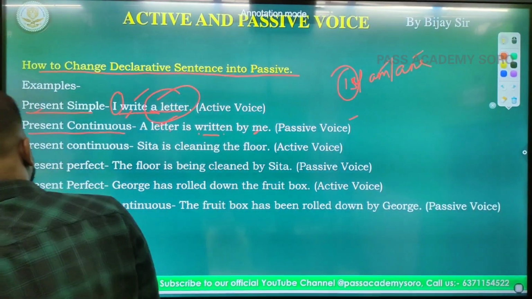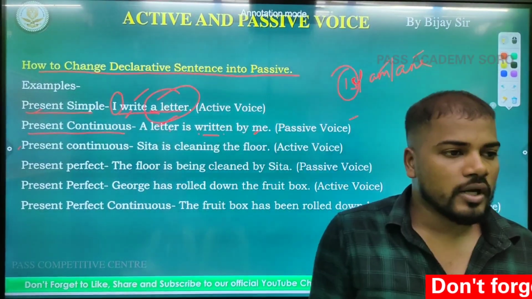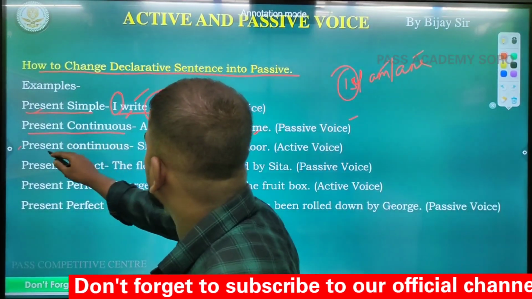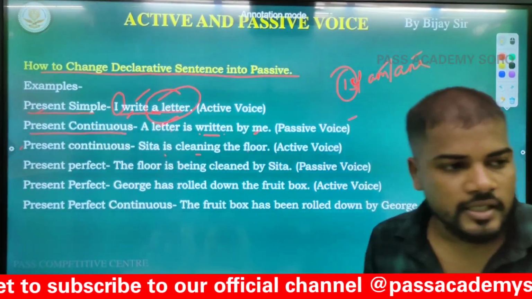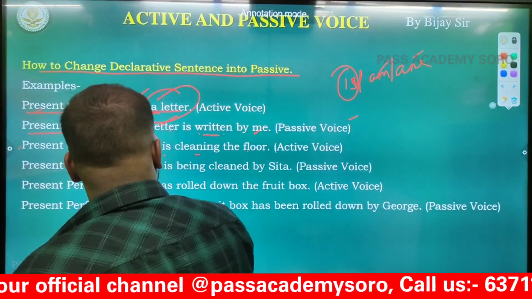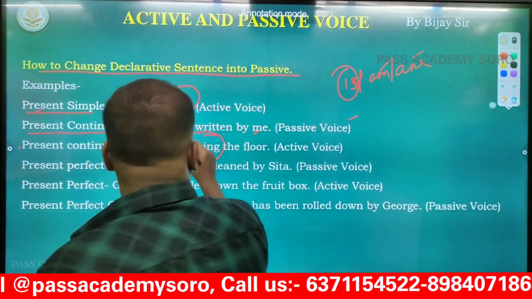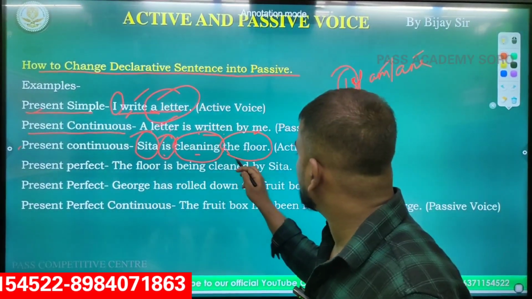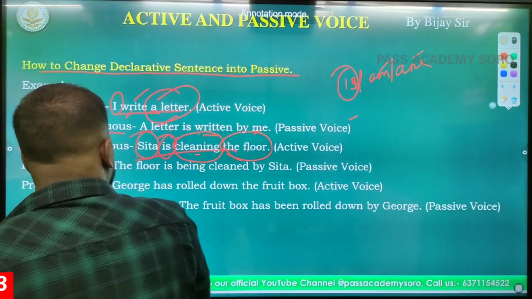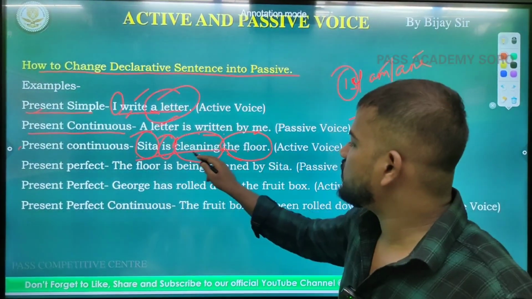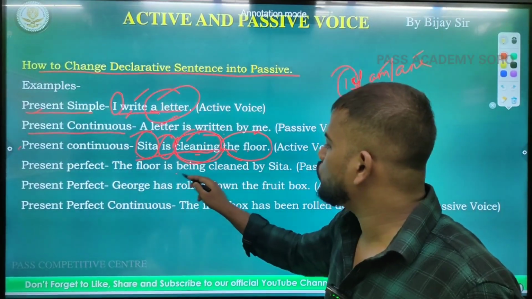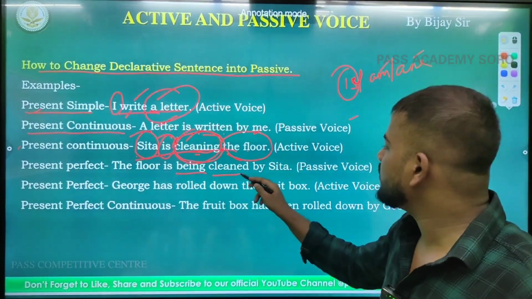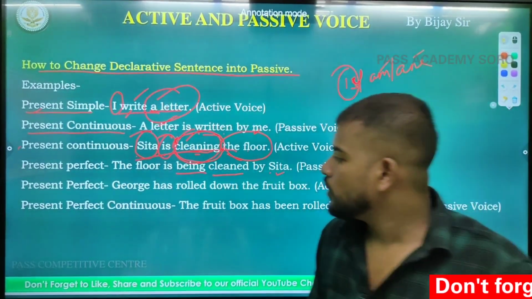So now our next tense is present continuous. Present continuous we have to change into present continuous passive. So the present continuous form is Sita is cleaning the floor. Here Sita is the subject, is the helping verb, cleaning is the main verb and the floor is the object. So object became subject, dear students. So the floor became the subject. The floor is, and as it is in continuous form we use being according to the rules. The floor is being the third form of clean, that is cleaned by Sita.